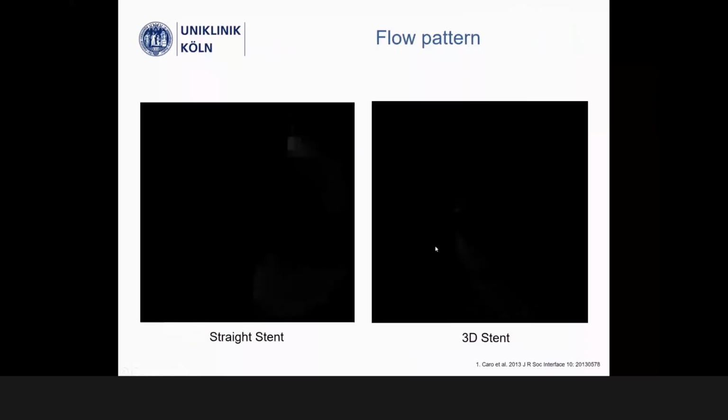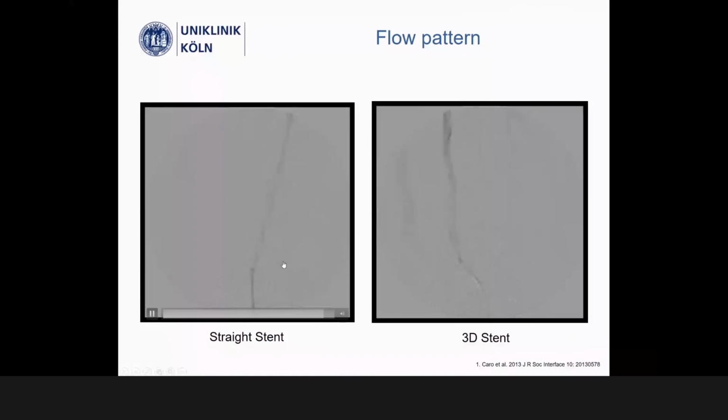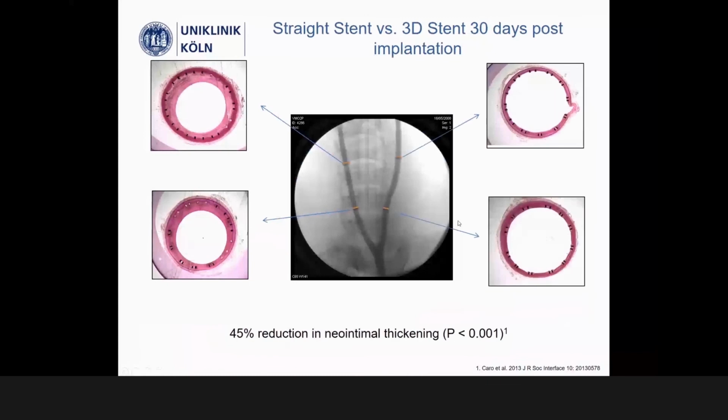And what you can already see from those DSA images is that on the side where the straight stent was implanted, you have steady laminar flow, but on the side of the 3D stent, you can already get an idea of this helical nature of the blood flow that is induced by this stent. And then after 30 days of stent implantation, they looked at the grade of neo-intima formation, and on the side where the straight stent was implanted, there was significantly more neo-intima formed as opposed to the side where the 3D Biomimics stent was implanted.